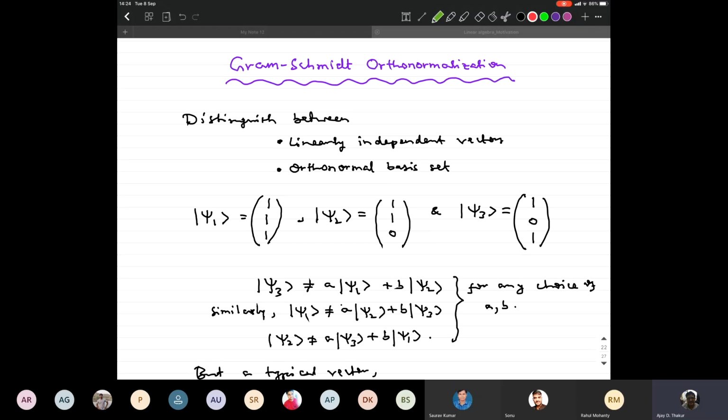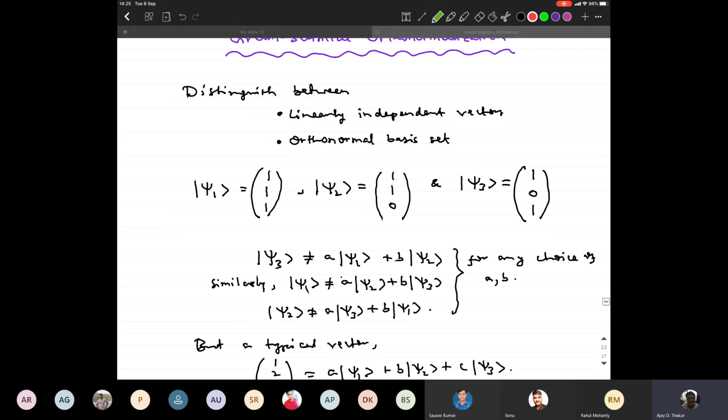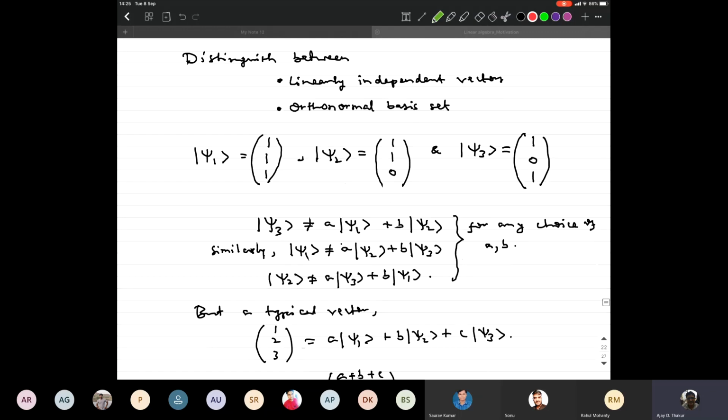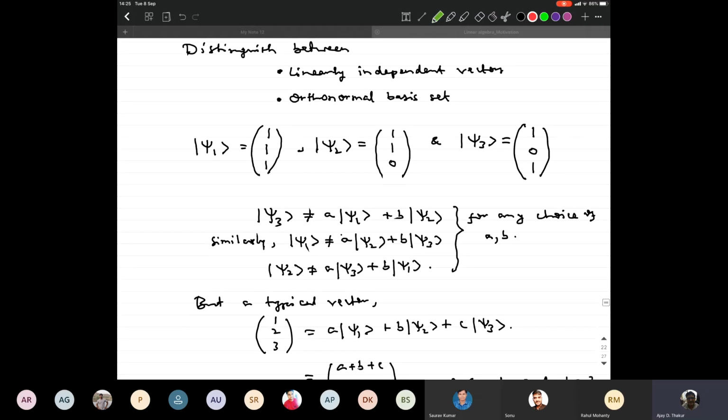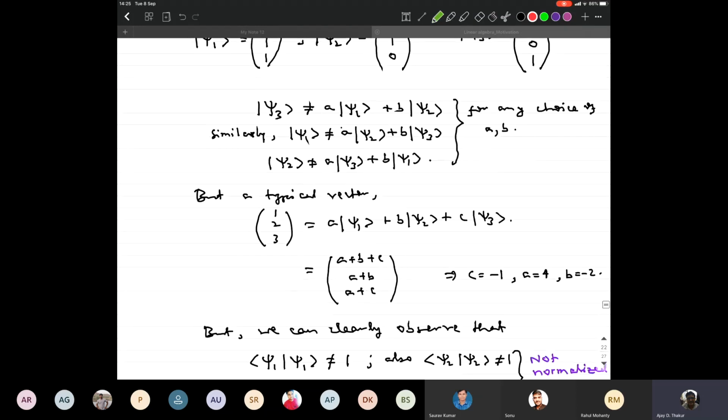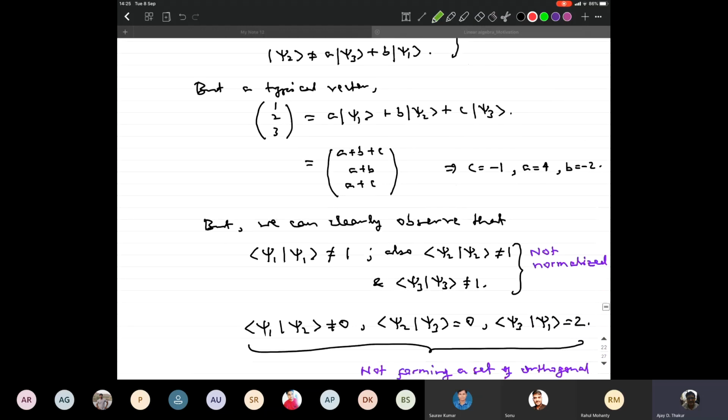So they are linearly independent. That is, psi 1 cannot be represented in terms of psi 2 and psi 3 and so on, like cyclic permutations. But if you try to find the norm of psi 1, that is not 1, the norm of psi 2 is not 1, and the norm of psi 3 is not 1. So basically they are not normalized, and not all of the dot products like psi 1 dotted with psi 2, or psi 2 dotted with psi 3, or psi 3 dotted with psi 1 are 0. So some of them may be 0, but not all are 0. So that essentially means that this is not forming an orthonormal basis set.